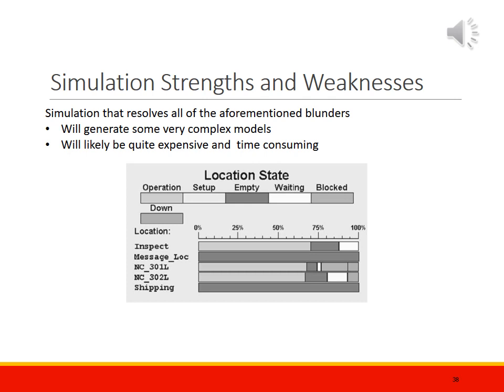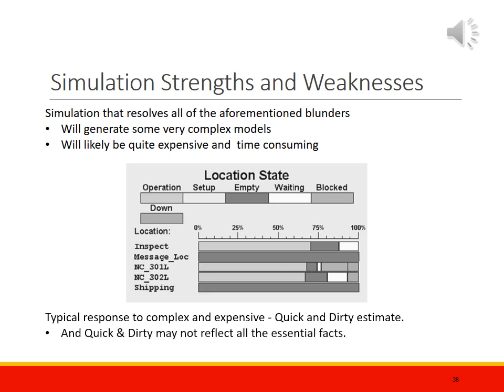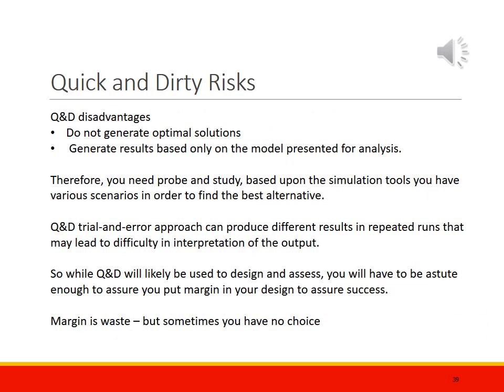So typically, in response to these complex and expensive modeling efforts, owners of manufacturing facilities and the like tend to go to a quick and dirty estimate. And the problem is, quick and dirty may not reflect all of the essential facts, because if you're quick, there's the quick and the dead. So there are quick and dirty risks, beyond the quick and the dead. Quick and dirty disadvantages: they don't generate optimal solutions. They generate results based only on the model that you presented for analysis. So garbage in equals garbage out, right?